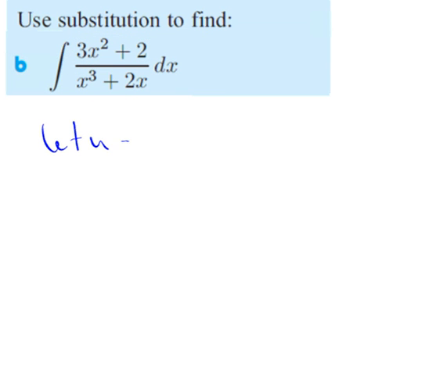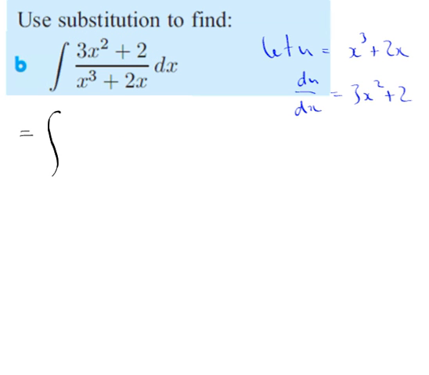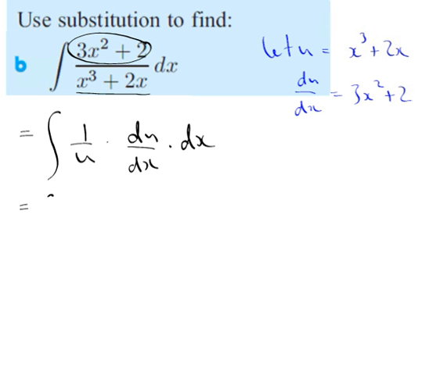So we shall let u equal the denominator, x cubed plus 2x. If I differentiate that with respect to x, I will get 3x squared plus 2, which is in fact my value here. So we rewrite our original question as 1 on u, that term is our u value, and multiply that by this term here, replaced by du dx, and we're integrating with respect to x. And as before, these two terms become du.